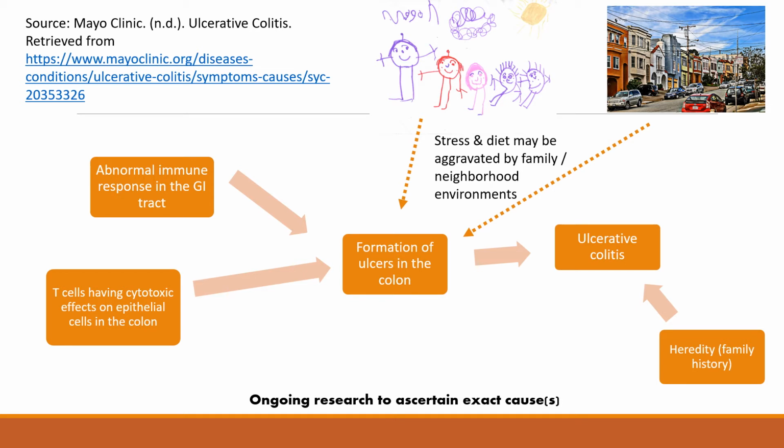This subsequently results in ulcerative colitis. Ulcerative colitis can also happen because of genetic predisposition or family histories. Diet and stress may also aggravate the formation of ulcers in our colon. And think about this, diet and stress depend to some degree on our family upbringing, our income, our residence or neighborhood, or our occupation, and whether this occupation comes with health coverage or not.